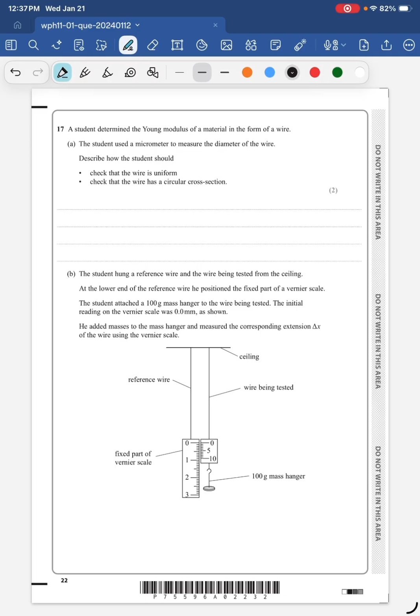to question 17. A student determined the Young modulus of a material in the form of a wire. The student used a micrometer to measure the diameter of the wire. Describe how the student should check that the wire is uniform, check that the wire has a circular cross section.